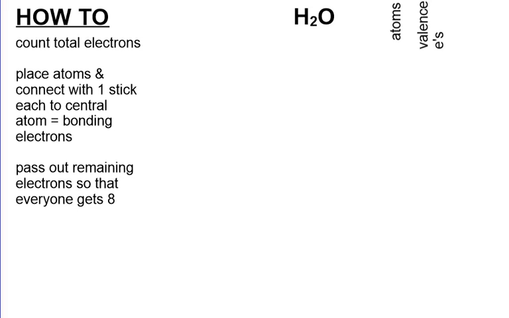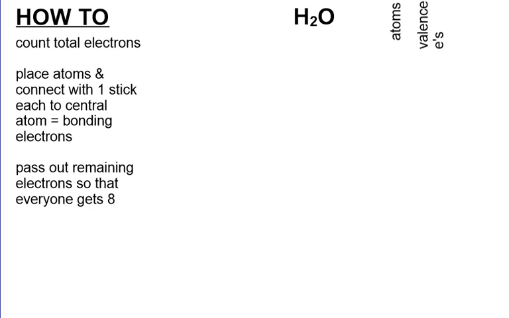Now we got to get into actually doing it. And this is where it's all going to start making sense. You do not need to take notes on this part, so I'm just going to read it to you. We want to count total electrons. We have to do that. We're going to place the atoms where they belong in relationship to each other.